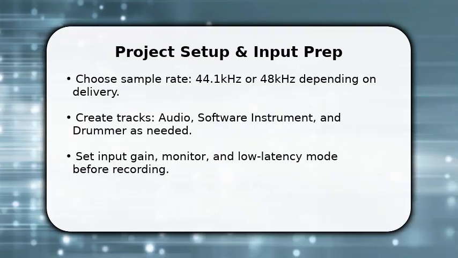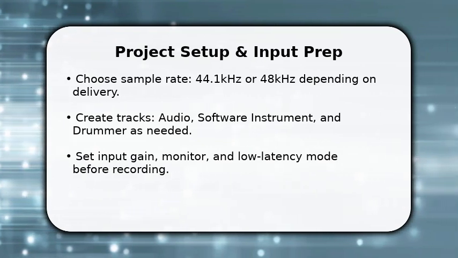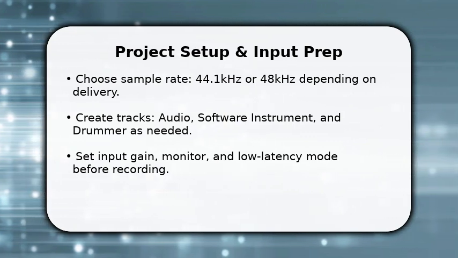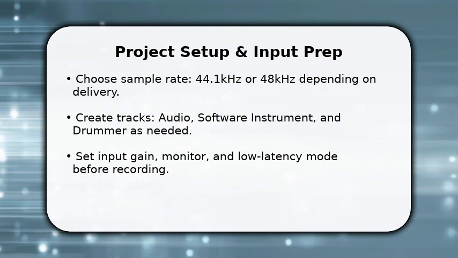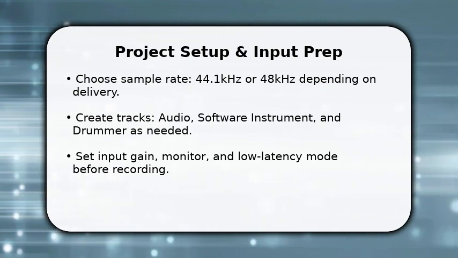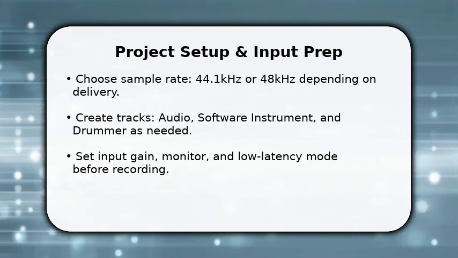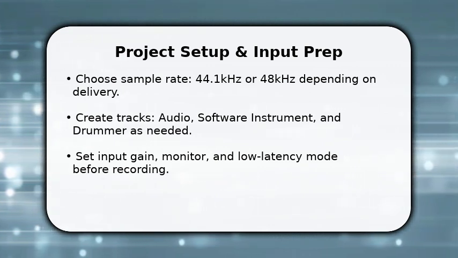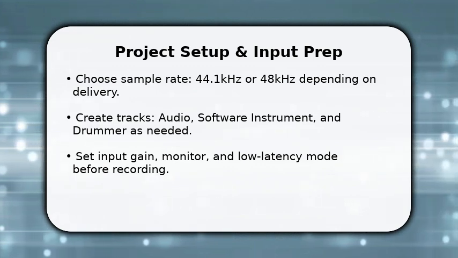You start by preparing what matters: sample rate and tracks. Choose 44.1 kHz for music, 48 kHz for video, then create audio, instrument, and drummer tracks. Once done, set your input gain so peaks land around -6 dB and enable monitoring only when needed to avoid feedback. Make sure to toggle low latency mode if you're tracking with virtual instruments. Also organize take folders immediately. That saves time when comping. These first steps reduce rework and keep your session tight and export ready.